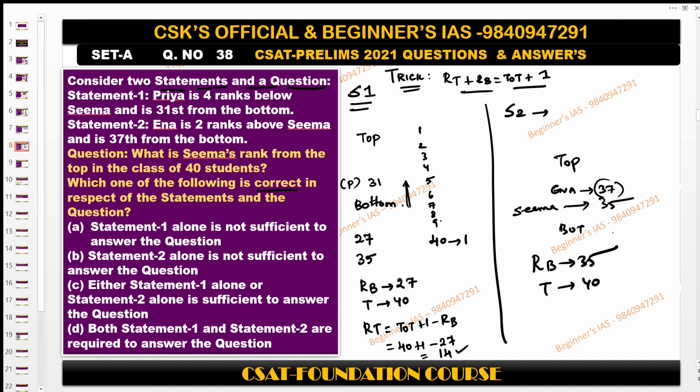Total is 40. With this data, can you find out the rank of Seema from the top or not? Yes. From the top. Total plus 1 minus b. Here also you can find out the rank of Seema. With statement number 1 alone sufficient, or statement number 2 alone sufficient to answer this question? Yes or no? Yes, sir. So the option is C.